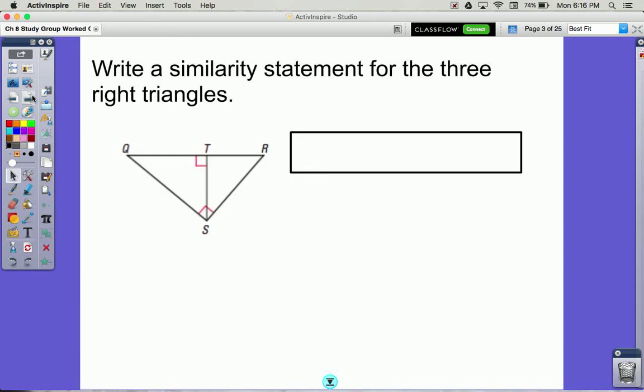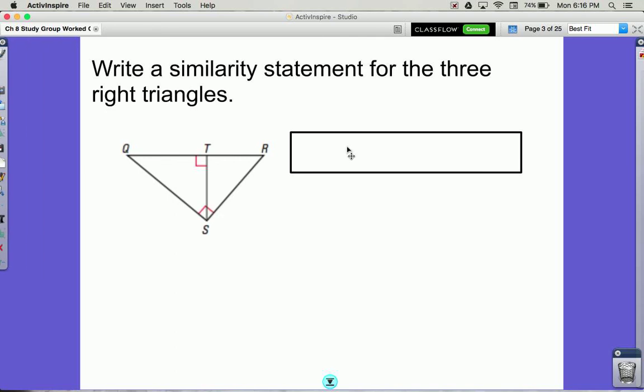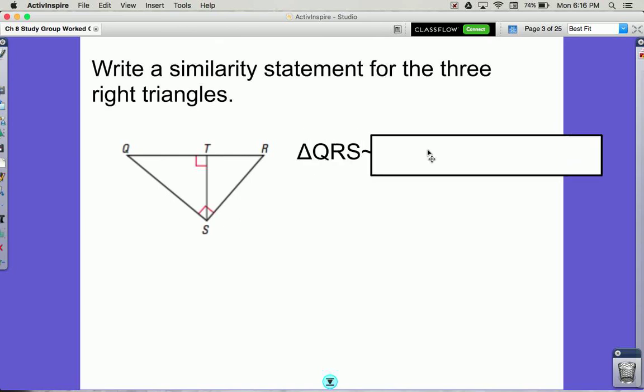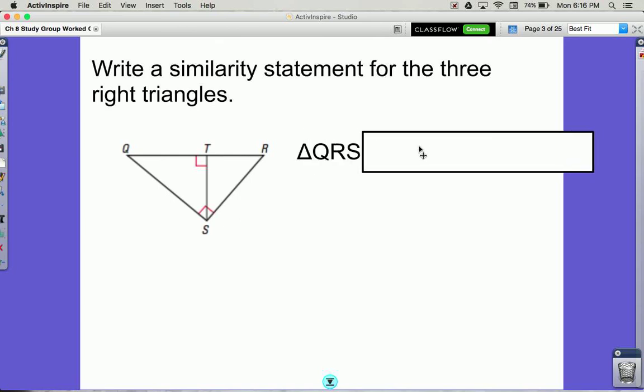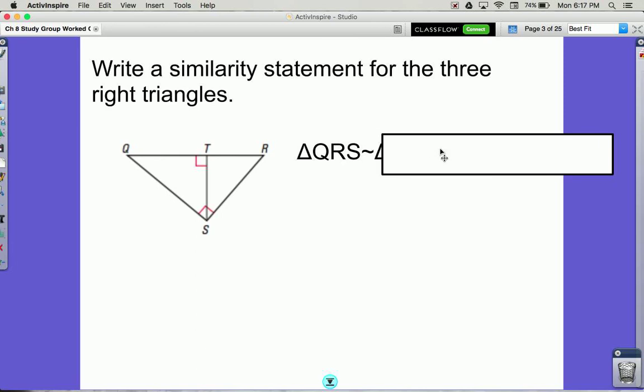Alright, so write a similarity statement for these 3 triangles. For these, I told you guys to start with one of the triangles, and specifically I usually start with the largest triangle. It doesn't matter what your largest triangle is, but your other triangles have to match it. So I picked triangle QRS, and that had to be similar to my medium-sized triangle.